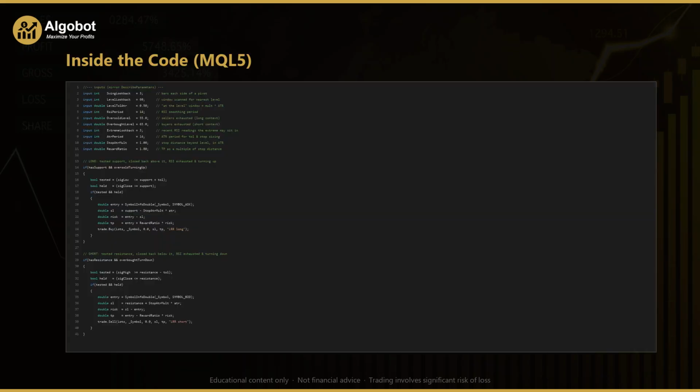Now let's look at the actual MetaTrader 5 code driving this. At the top we have the inputs, the dials you can adjust in the strategy tester. Swing lookback sets how many bars on each side define a pivot. Level lookback is how far back it scans for the nearest level.